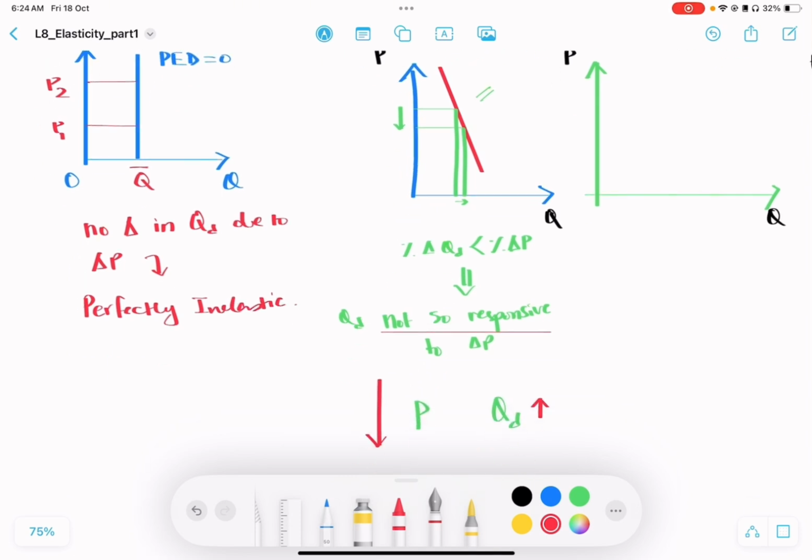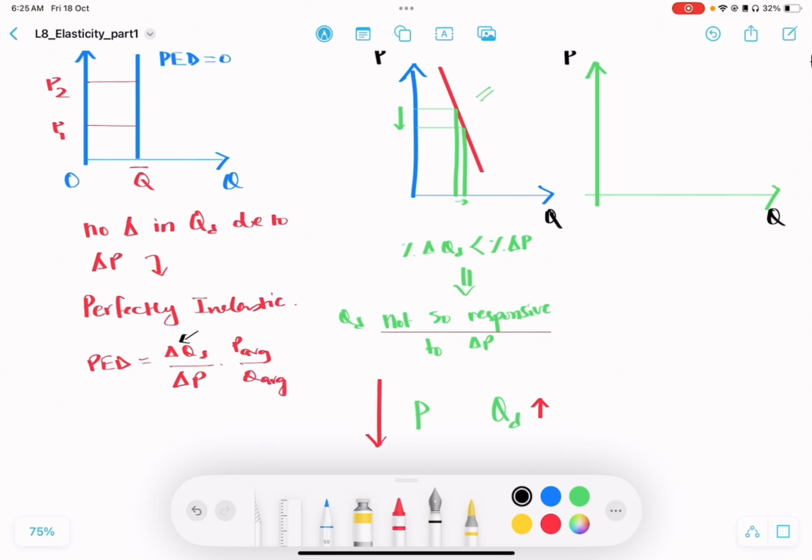So look at the formula. Let's say price elasticity of demand is equal to change in QD by change in P times P average by Q average. So what's the result here?